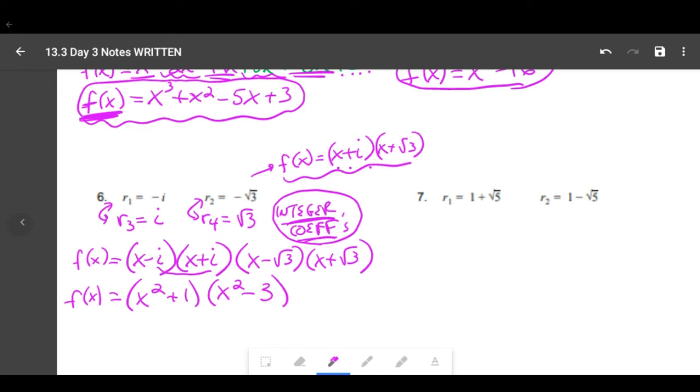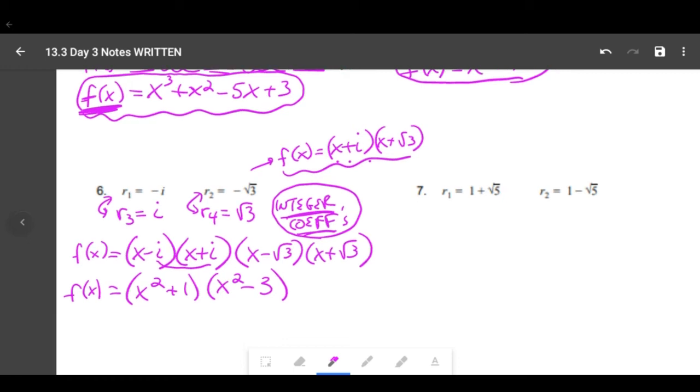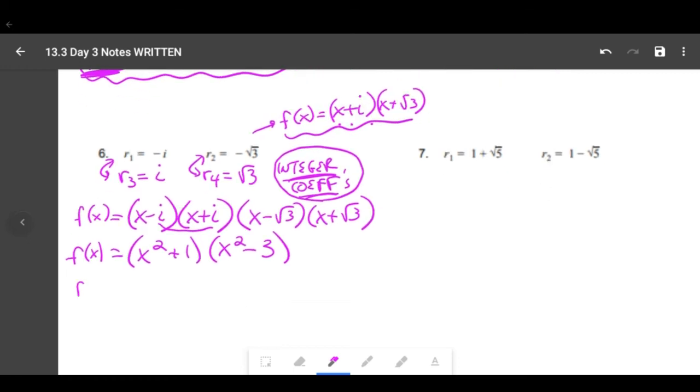And then remember, this was plus because I had i squared, and the i squared came out to be a negative 1 times the negative makes a positive 1. If you're not sure, multiply it out off to the side and then double check your answer. Okay, so now I'm going to go through and say f of x equals, if I multiply this out, I have x to the 4th minus 3x squared plus 1x squared gives me negative 2x squared minus 3. And this will be the polynomial that, if you asked for integer coefficients, you would have those 4 roots.